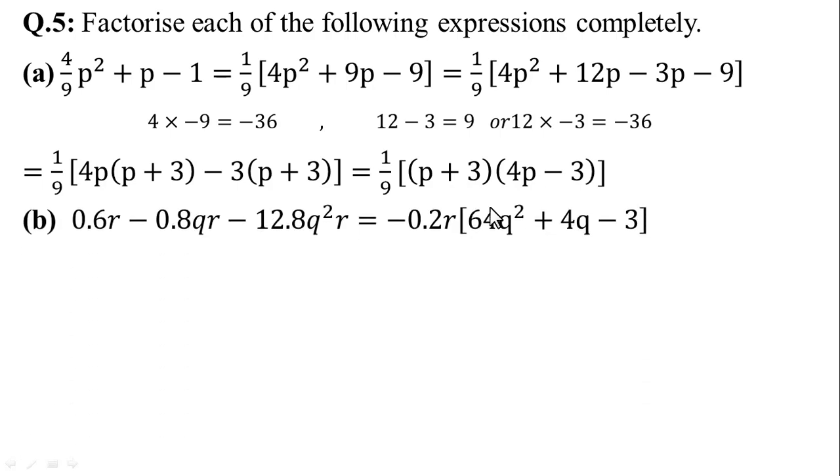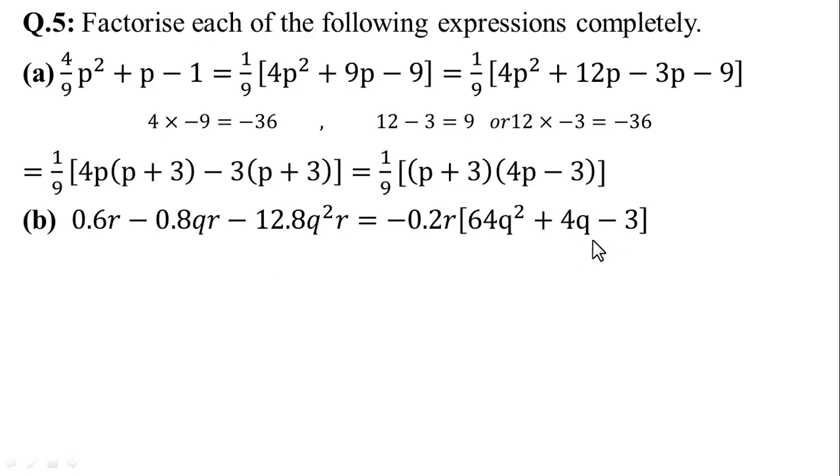In the next part, B part: 0.6r minus 0.8qr minus 12.8q squared r is equal to. Now we can take common in the whole expression minus 0.2r, because 0.2 is a divisor of each term. So this is equal to minus 0.2r into (64q squared plus 4q minus 3).